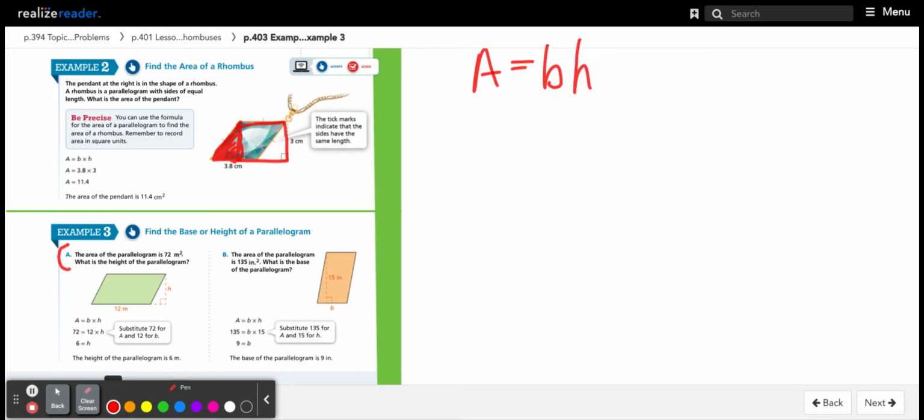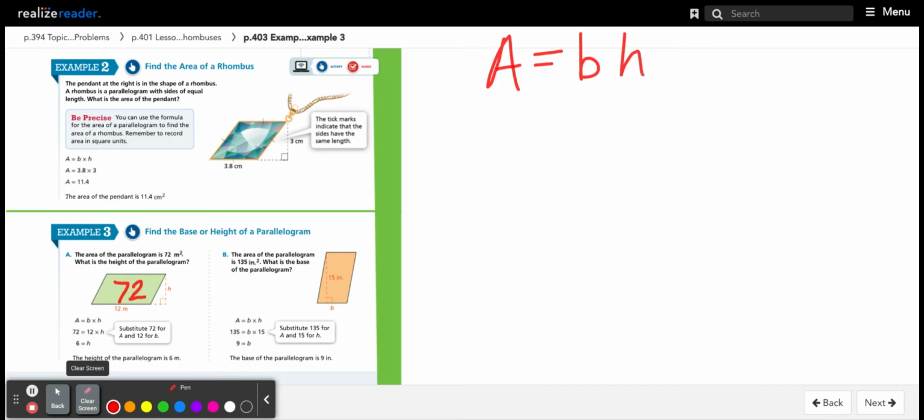So let's look at example A here. It says the area of a parallelogram is 72 meters squared. Well, so that's the area. They're saying that the area is 72 meters squared. What is the height of the parallelogram? So we know that they said the area is 72. Well, the area is the amount of space inside the shape. So if area equals base times height, right now we're going to plug in what we know. They said, okay, that the area is 72.